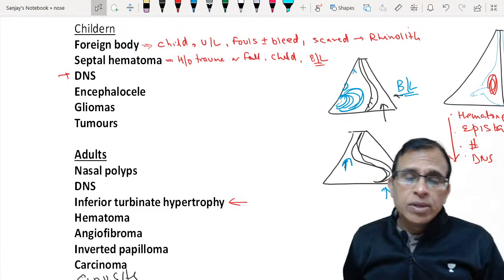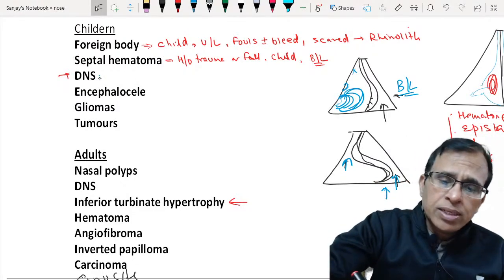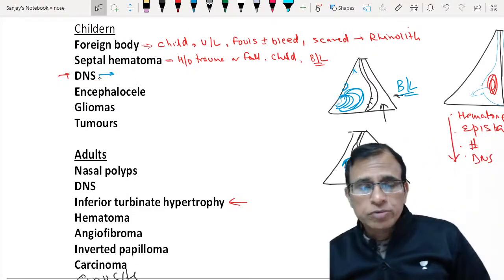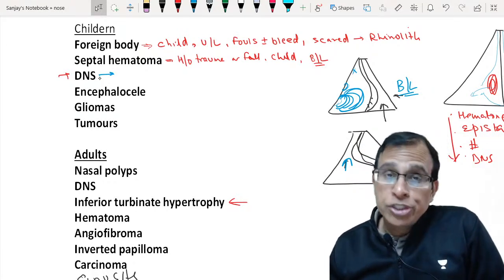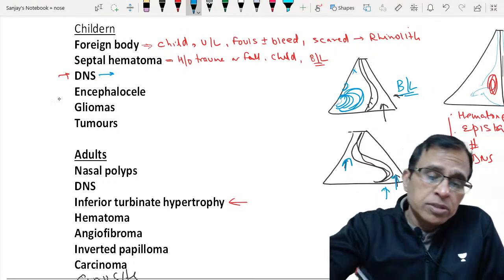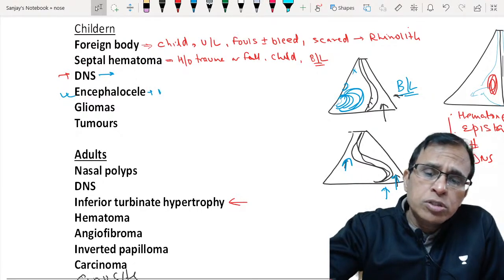Anyways, then DNS, I told you, most of the time if it is causing obstruction, we'll have to do surgery, septoplasty or SMR. Encephalocele. Now this is seen usually in newborns.